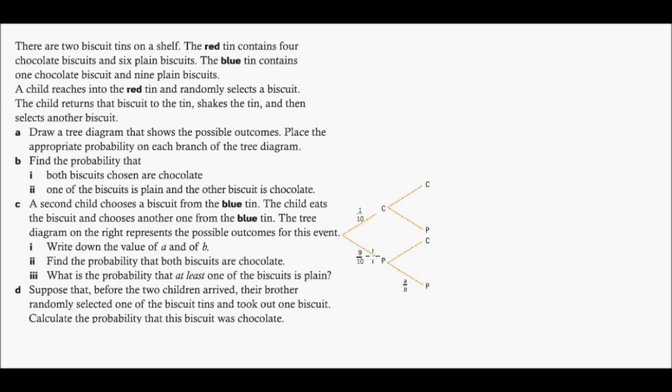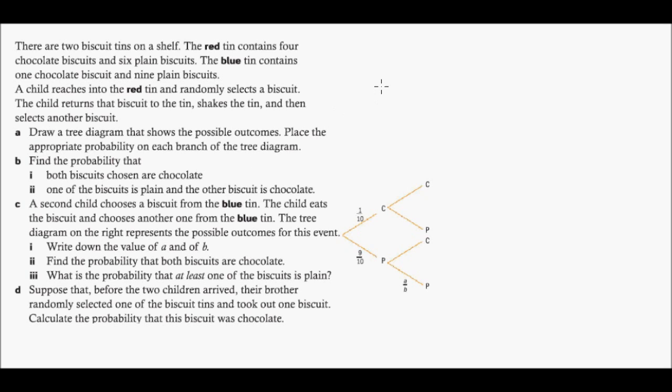Okay, there are 2 biscuit tins on a shelf. This one we're going to use a tree diagram, which is good. The red tin contains 4 chocolate biscuits and 6 plain biscuits. The blue tin contains 1 chocolate biscuit, 9 plain biscuits. A child reaches into the red tin, randomly selects a biscuit. The child returns the biscuit to the tin, shakes the tin, then takes another biscuit. Okay, that's gross, but that's all right. So draw a tree diagram that shows the possible outcomes, and place the appropriate probability on each branch.